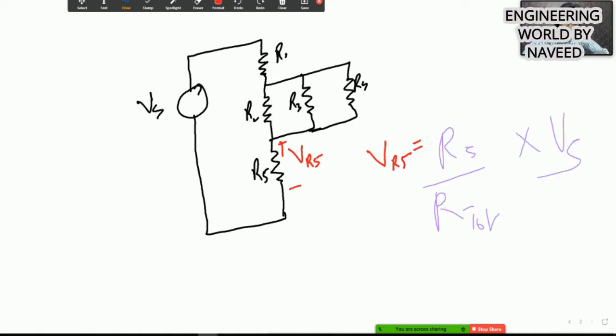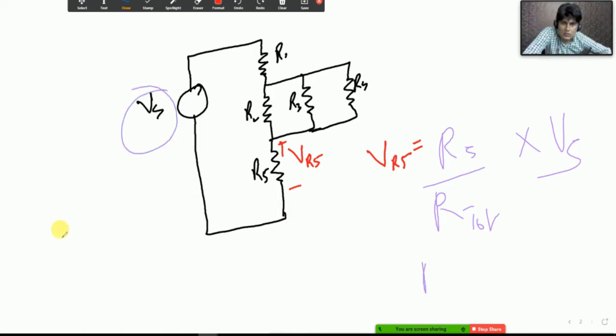R total, where Vs is the source voltage.